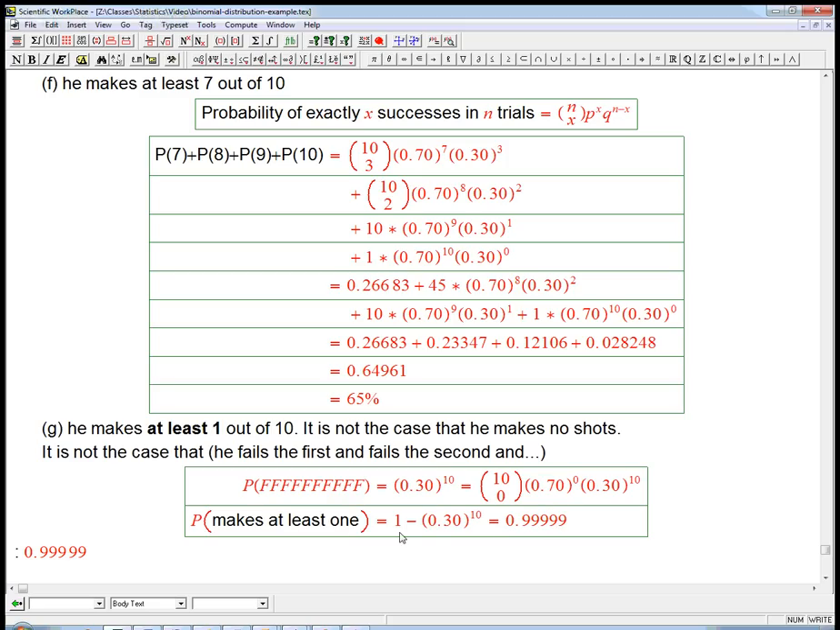It would be impressively bad if he's a pretty good free throw shooter and he does not make any of his shots. So beware of this, the at least one condition. At least two you could also do as a complement as well. It's a bit of an art as to when you use the complement and when you do not. Just think about which one is the easier calculation. Always think about availing yourself of the possibility to use the complement rule.